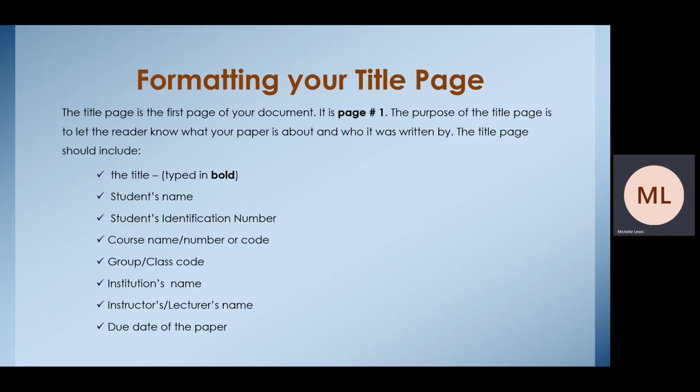Formatting your title page. The title page is the first page of your document. It is page number 1. The purpose of the title page is to let the reader know what your paper is about and who it was written by. The title page should include the title, and that should be typed in bold, student's name, student's identification number, the course name or number or code, your group or class code, the institution's name, your instructor's name or lecturer's name, and the due date of the paper.